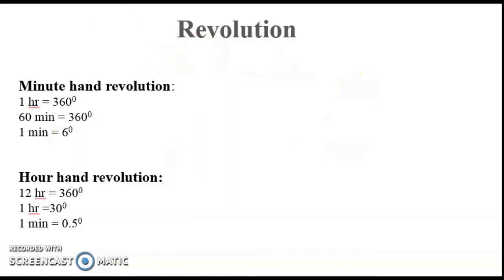Minute hand revolution and hour hand revolution. For minute hand revolution, minute hand takes 1 hour to rotate 360 degree, which implies 60 minutes equals 360 degree, which implies 1 minute equals 6 degree. Basically in 1 minute, minute hand revolves 6 degree.